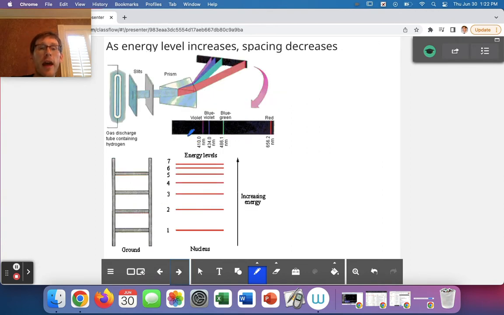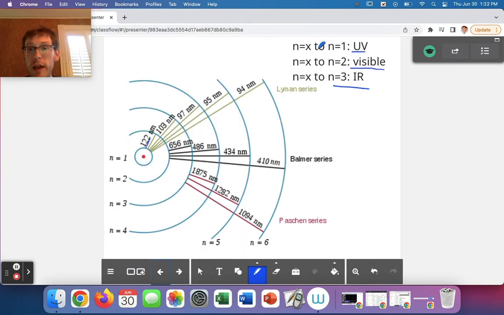The reasoning is that as the energy level increases, the spacing between the energy levels decreases. It's not like a ladder where every energy level is separated by the same amount. As it happens, the biggest gap is from the first to the second shell. From the second to third, it's a smaller gap. Third to fourth, it's smaller still. And that actually explains why you only have ultraviolet emissions when you end in n equals one, only visible ending in n equals two, and only IR ending in n equals three.